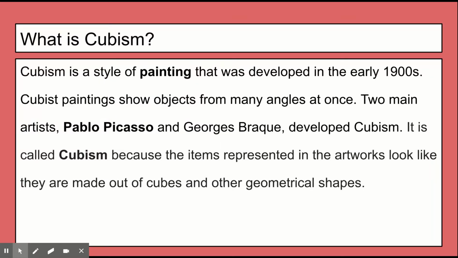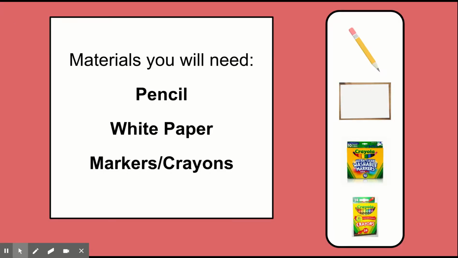So, Cubism. What is Cubism? Cubism is a style of painting that was developed in the early 1900s. Cubist paintings show objects from many angles all at once. Two main artists, Pablo Picasso and Georges Braque, developed Cubism. It is called Cubism because the items represented in the artworks look like they are made out of cubes and other geometrical shapes.